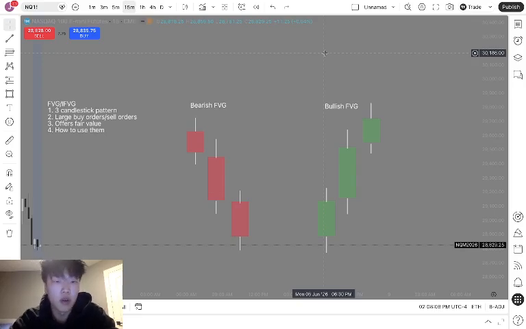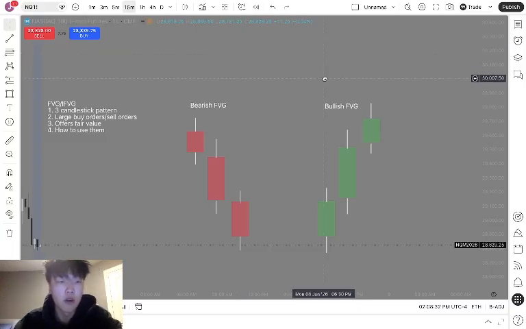Today we're going to be going over fair value gaps and a little bit about inverse fair value gaps. Basically, we're going to be explaining what this confluence is. It's one of the ICT confluences or strategies, what they look like, and how we use them in an actual market, and examples of how you can use them and proof of them working in actual market.